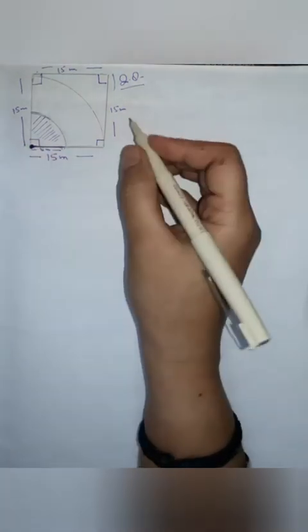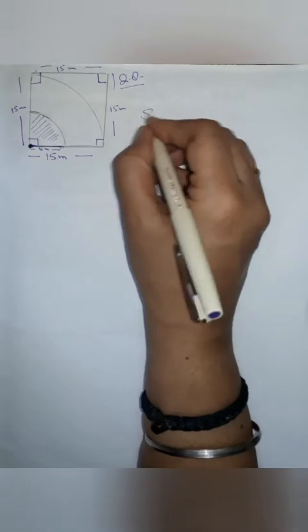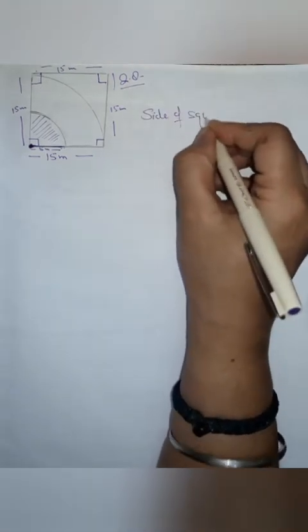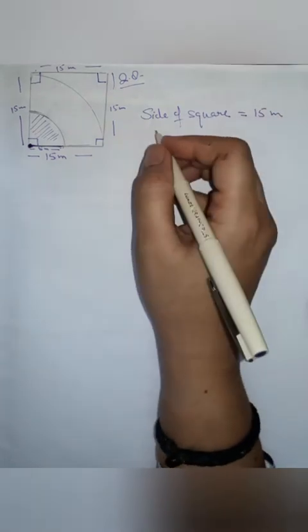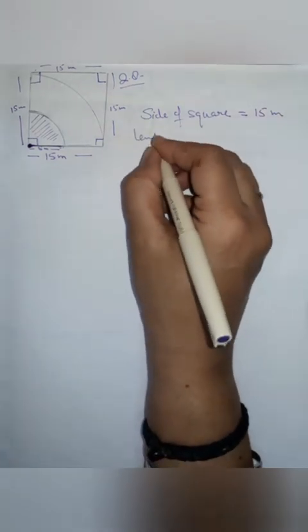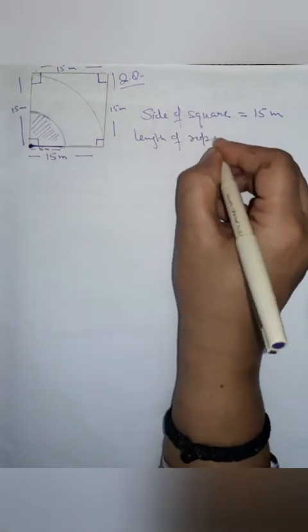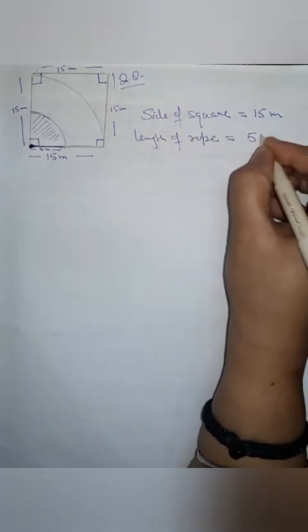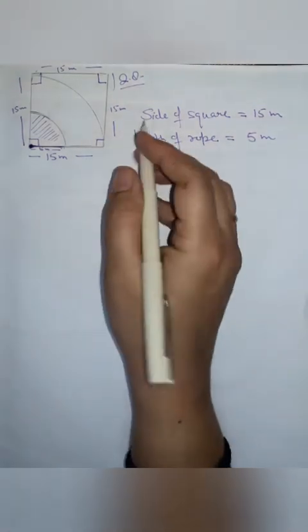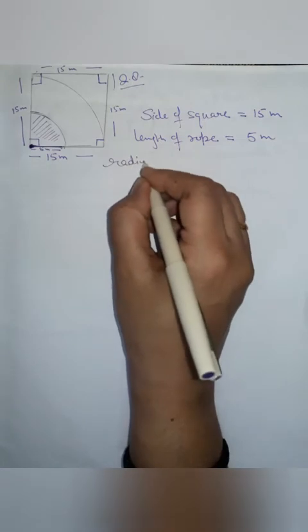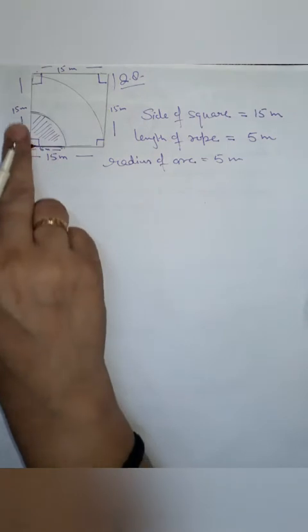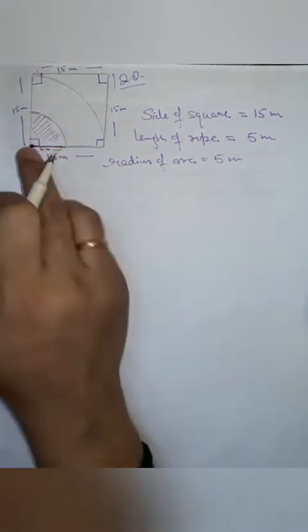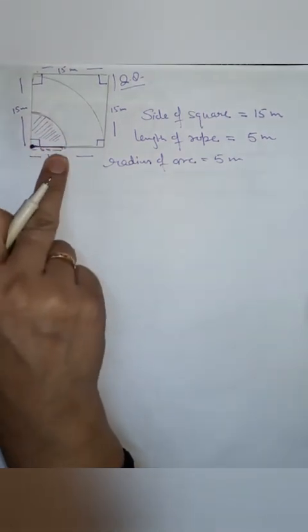Okay, so to calculate its area, firstly we write the side of the square. Whatever is given, we are mentioning here. Side of the square is 15 meter and length of rope is 5 meter. Radius, whatever is the length of rope, that will be the radius of the arc, that is 5 meter, as this is the radius also, which is showing length of rope.